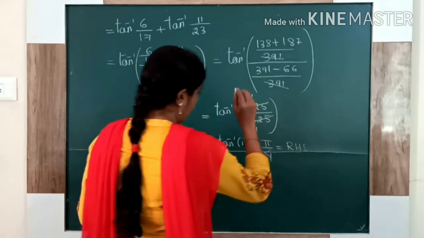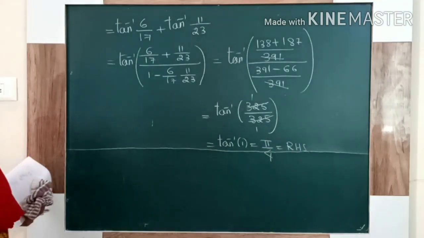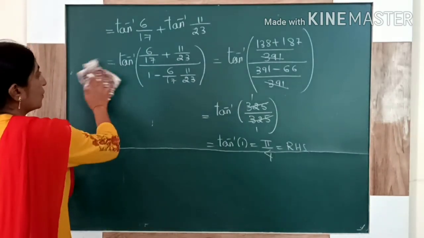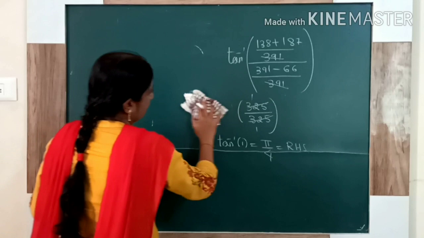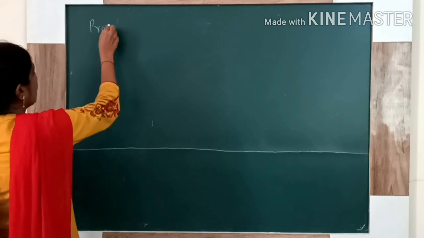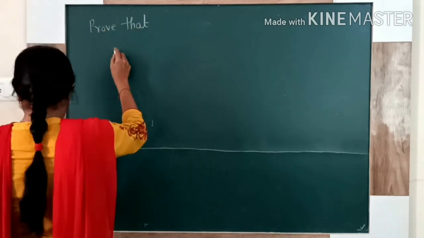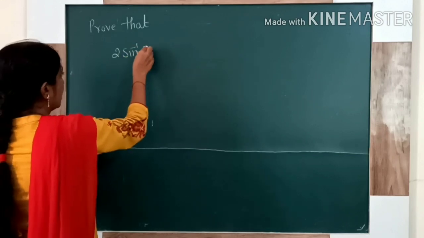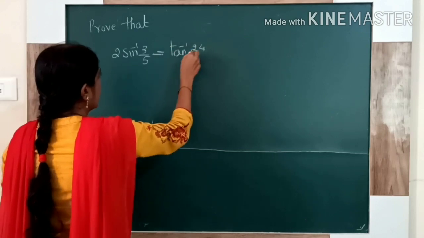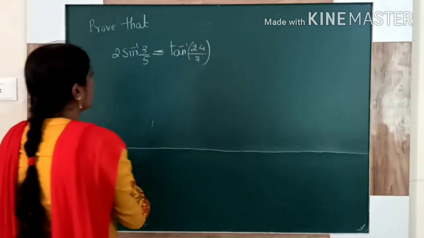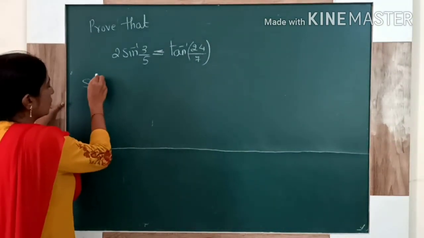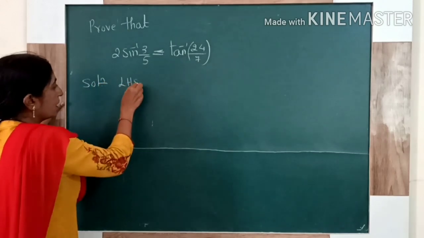That is right. So now we have solved the sums related with the formula tan inverse x plus tan inverse y. Now I am giving a little bit different sum. Prove that 2 into sin inverse 3 by 5 is equal to tan inverse 24 by 7. Here we cannot apply the formula like previously, but we have a different method. So start with LHS. Write down the LHS.